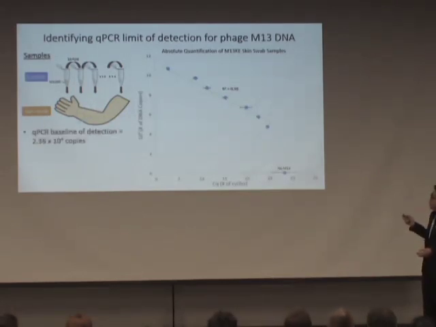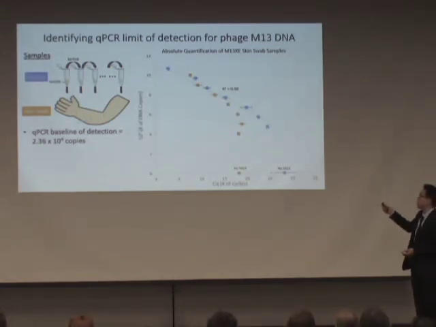And this data allowed us to conclude that the qPCR baseline of detection was 2.36 times 10 to the 4 number of copies by using the no M13 control and using the linear equation from the standard curve to calculate that. Here I plotted the skin swab samples along the standard curve line, and here you can see a linear trend until the 5th diluted series where the Cq value was lower than the expected value.